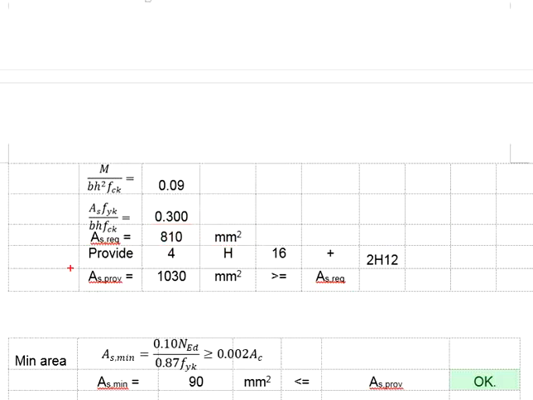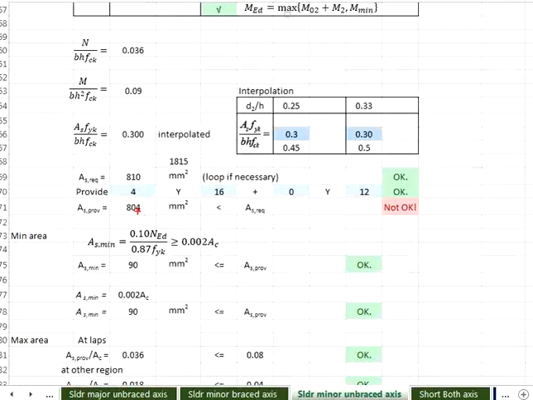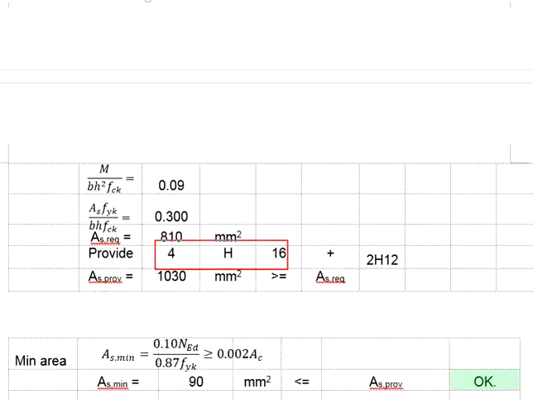You're going to provide the reinforcement bars to be greater than this. Let us try with 4 units of 16 mm rebar. The total rebar area is only 804, which is less than 810. That means it is insufficient. You will need to add another 2 reinforcement bars of 12 mm diameter, giving you this amount of reinforcement. That gives you 4H16 plus 2H12.